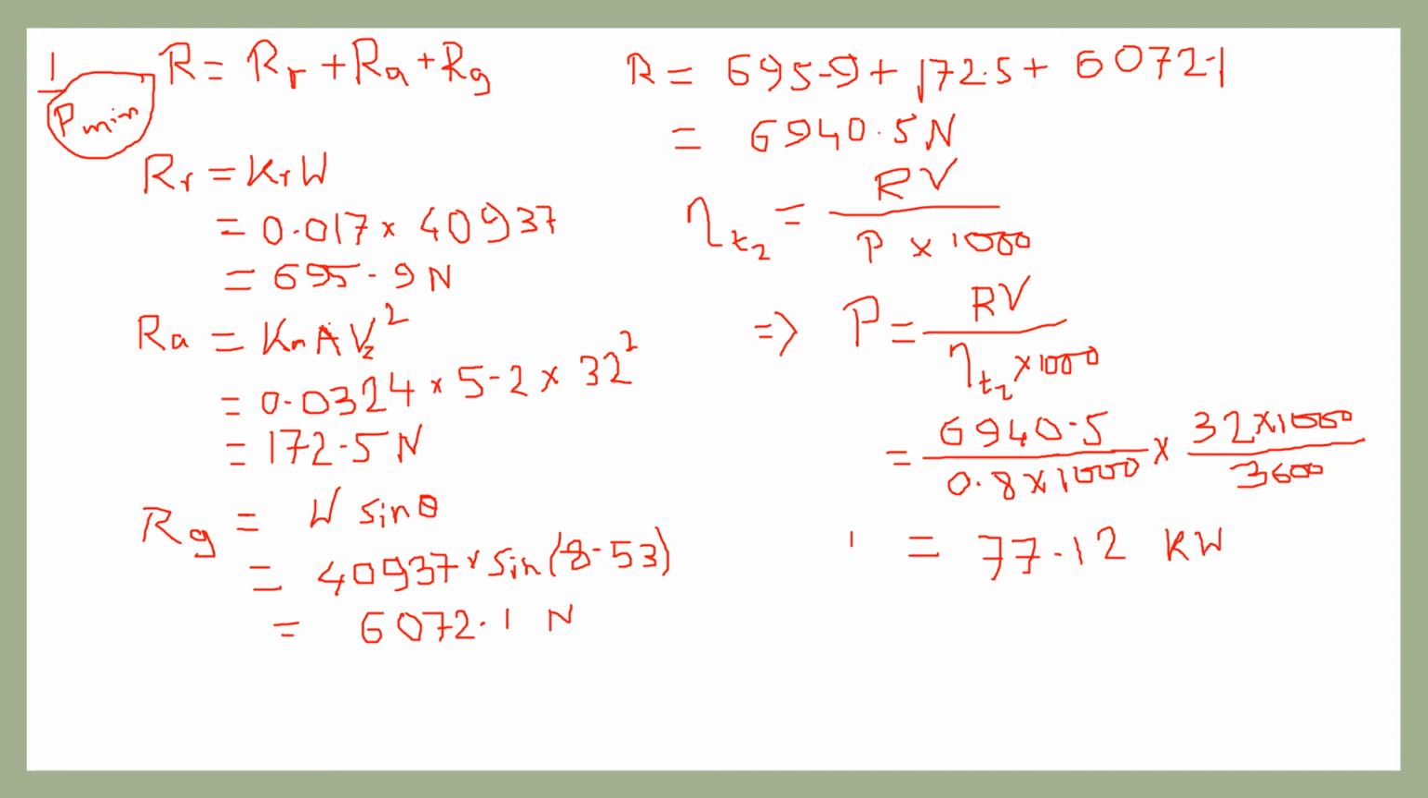kilowatt. So the minimum power we got is 77.12 kilowatt. This is the first answer. Now the second.